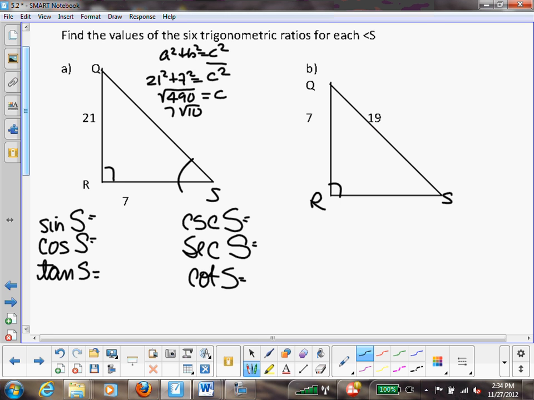490 is 49 times 10. 49 is a perfect square, isn't it? And that's where I get the 7 root 10. Okay, so let's do this again.